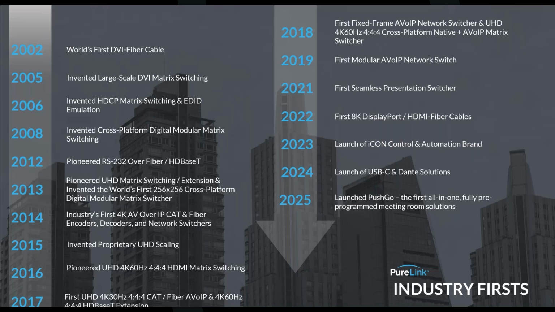And then as we get more into today's day and age, it's been more towards the less point-to-point communication of video and audio and more the AV over IP, the presentation and collaboration switching for meeting rooms and huddle rooms. And then, of course, the launch of icon control and automation, which we're going to get into later in this presentation, alongside our ever-growing list of USB-C and Dante solutions, and then PushGo, the first all-in-one, fully pre-programmed meeting room solution.